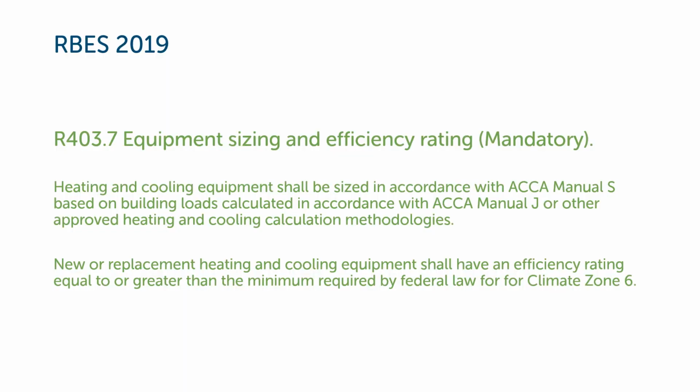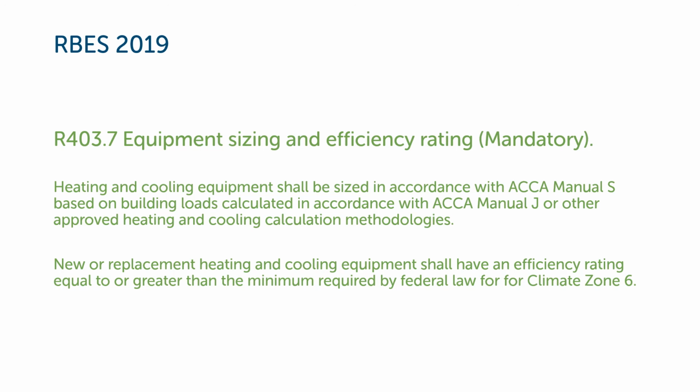Thank you. A little bit more on RBs 2019. R403.7 says equipment sizing and efficiency rating is mandatory, right? So heating and cooling equipment shall be sized in accordance with ACCA Manual S based on building loads calculated in accordance with ACCA Manual J or other approved heating and cooling calculation methodologies. So, I mean, right, do a good heat load calculation. That's just common sense. It's what we know. Make sure this gets done.